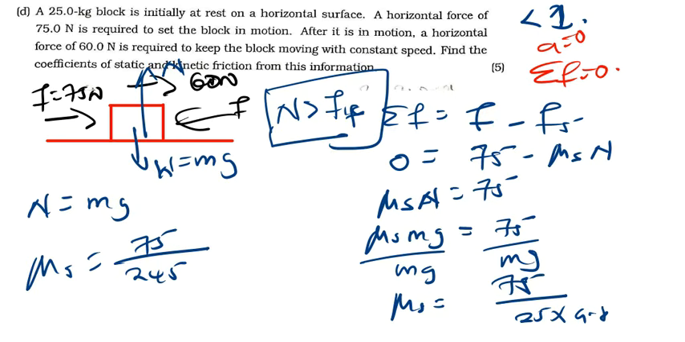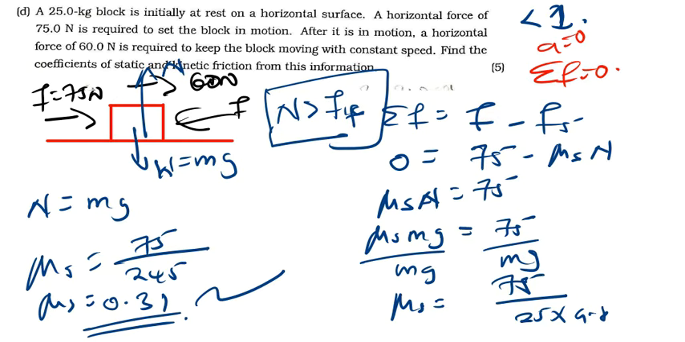So then the mu s in this case is going to be 75 divided by 245. That becomes 0.3. Okay, so 0.301, which is the same as 0.31. This is the mu s, that is the coefficient of static friction.